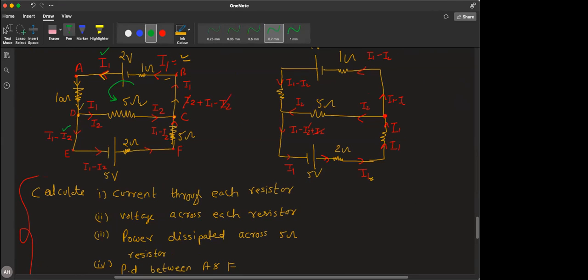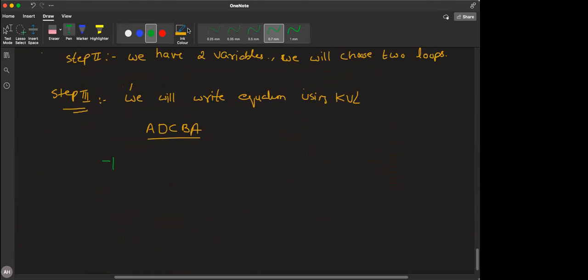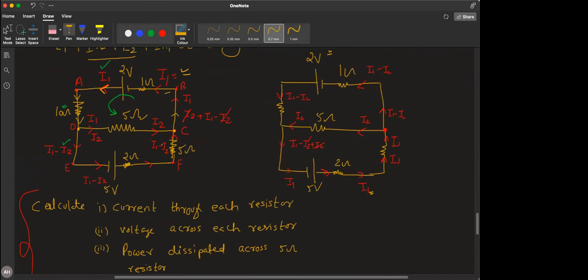See AD. What's the current passing through this 10 ohm resistor? I1. And what would be the voltage drop? Minus 10 I1. You're going in the direction of current. When you're going in the direction of the current, then voltage is negative. We discussed this in the last class also, Nabil. Minus 10 I1.